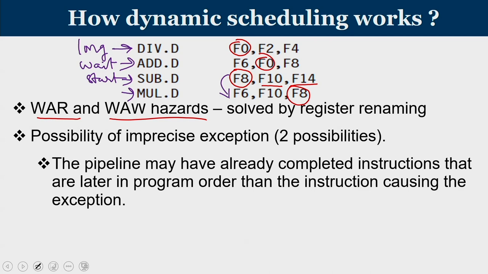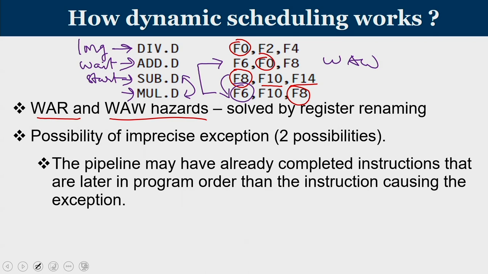And once multiplication is completed, it will write into F6, because multiplication is only dependent on the subtraction. So once subtraction is over, it will permit multiplication to carry out its operation, and it will write to F6. And if you write to F6, and later add is going to write to F6, that will happen as a WAW hazard.